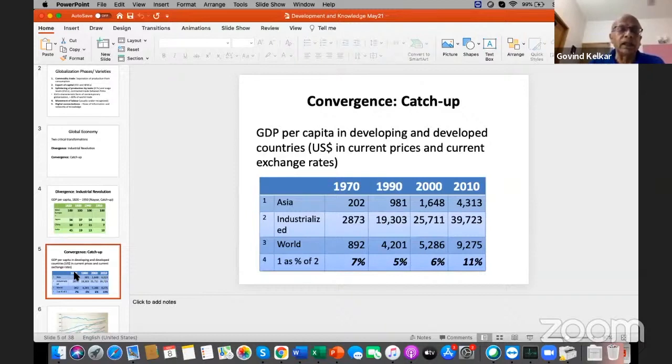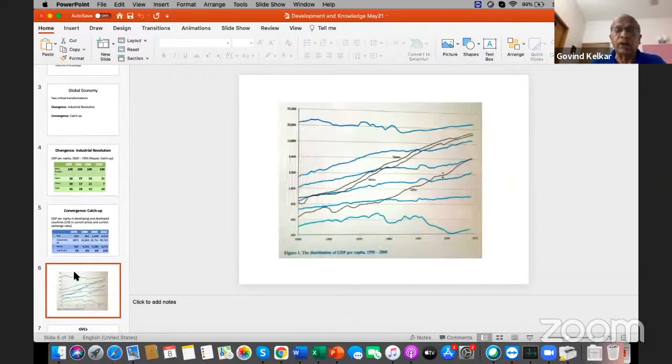In 1970, Asia was only 7% of the industrialized world's GDP. But then in 2010, it had come up to becoming 11%. So there is a bit of catch up. If I take data more recently, you will find that there's even more of a catch up, particularly in the 2010s. And now, of course, there's a bit of a lull. But overall, there is a change in the distribution of per capita income across the different countries.